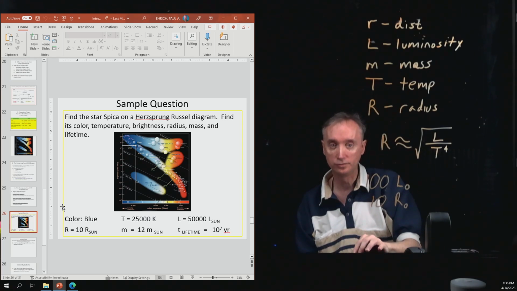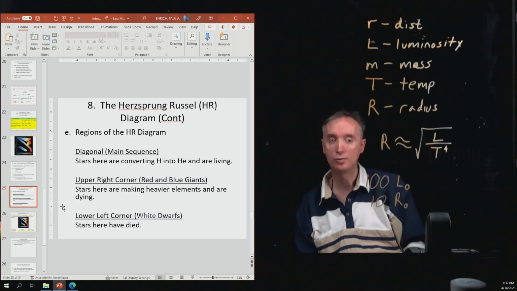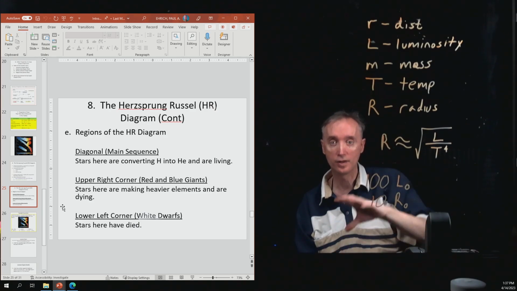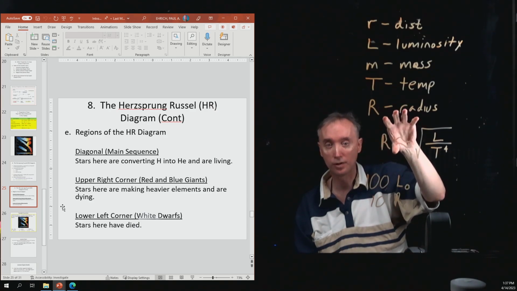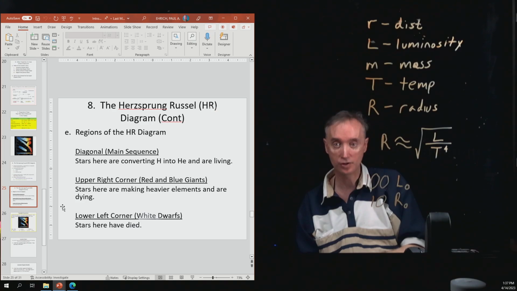Another thing you should know is the regions of the HR diagram. So you should know where the main sequence is and what it means. What are the objects that are in the upper right hand corner, and what are they? And then also, what are the things that are in the lower left hand corner of the HR diagram?